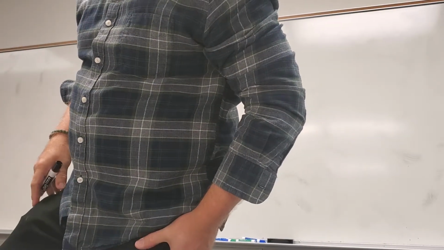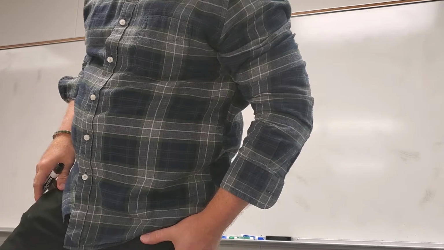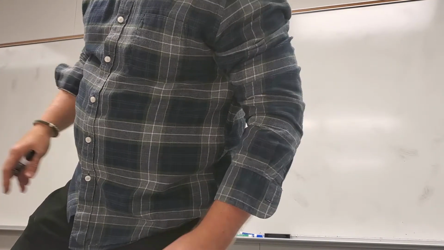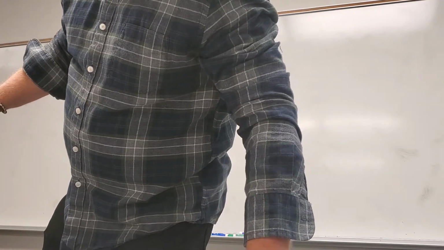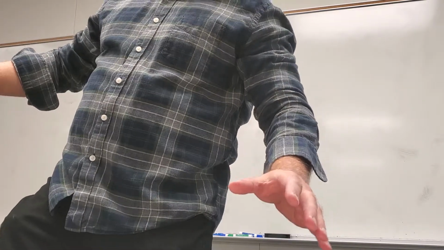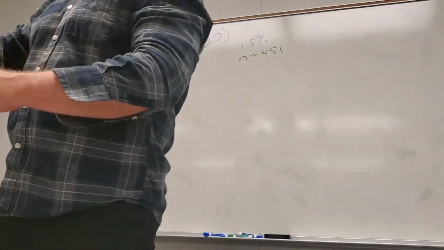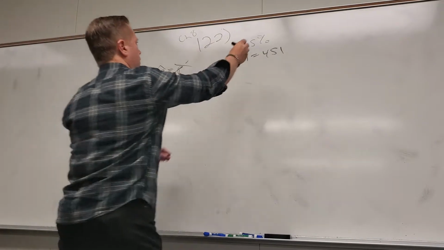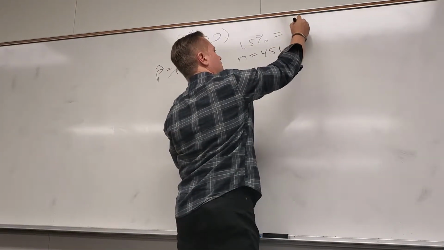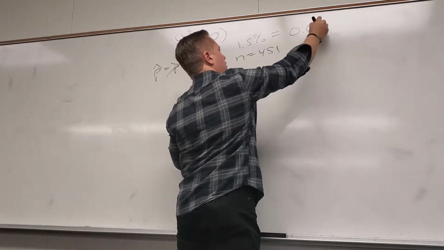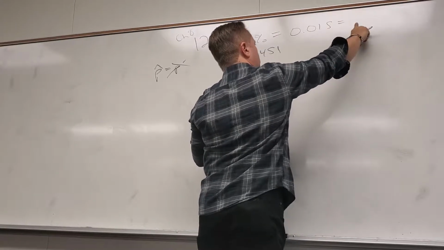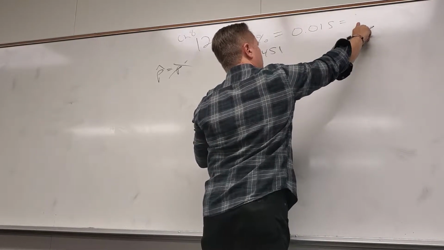So what part of this are you having trouble with? Well, I just want to know if I use 1.5 or they change it to decimal. Definitely, you have to change it to a decimal. So this is 0.015, and that's what variable? That's p hat.